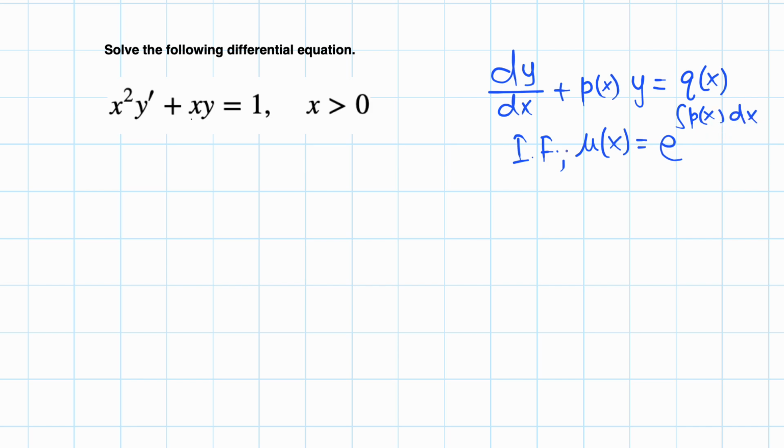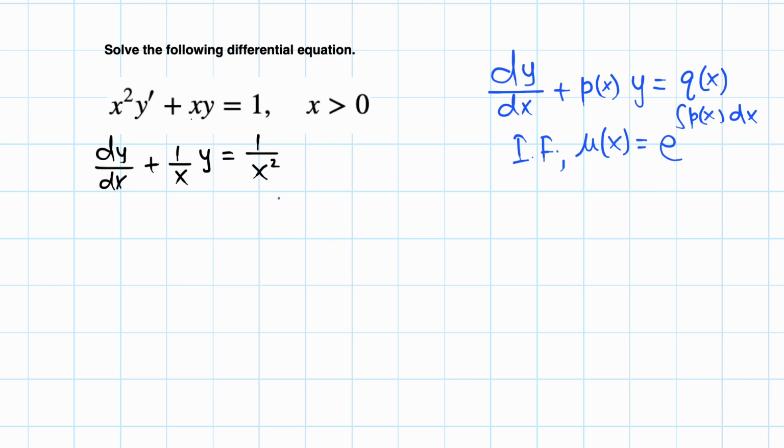Okay, let's do it here. So we need to write this in the standard form. That means divide through by x squared. So x is positive, that means we are not dividing by 0, so that's legal. So y prime, let me write dy over dx, I am dividing through by x squared, plus x over x squared, which is 1 over x, and I got y left there, equals 1 over x squared.